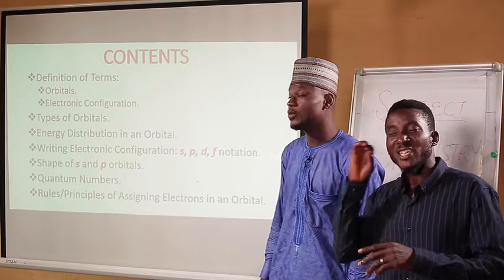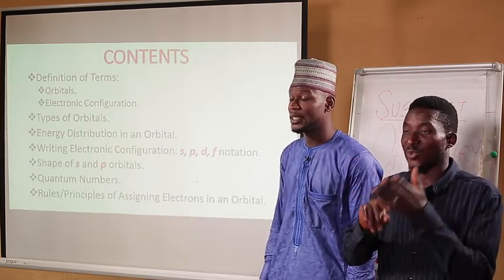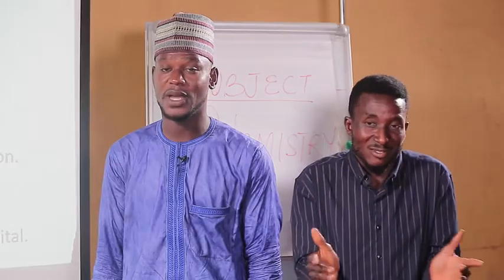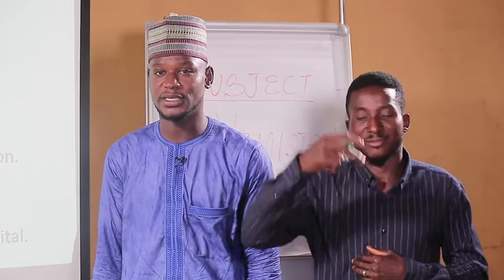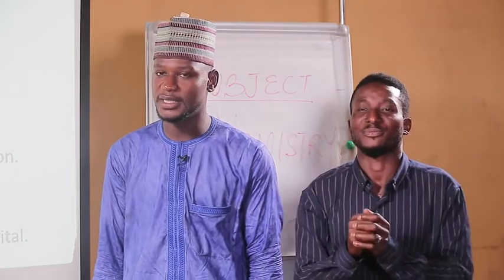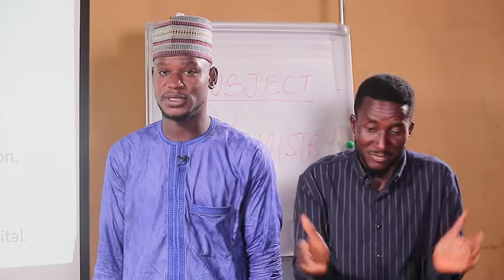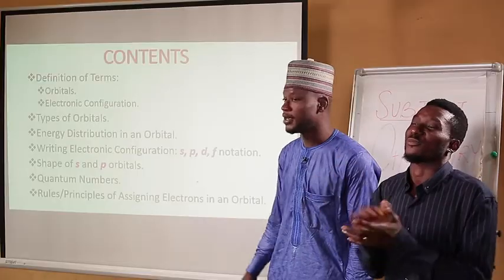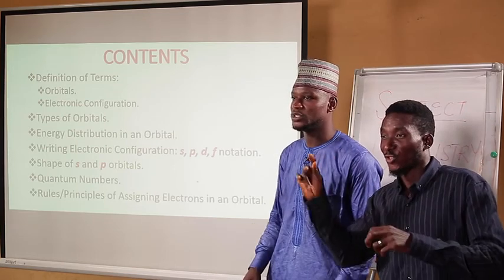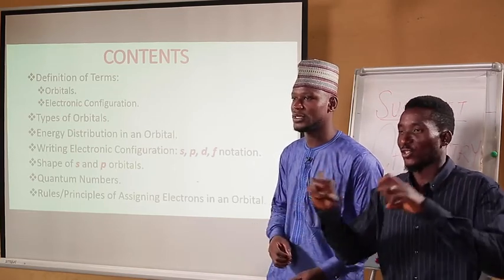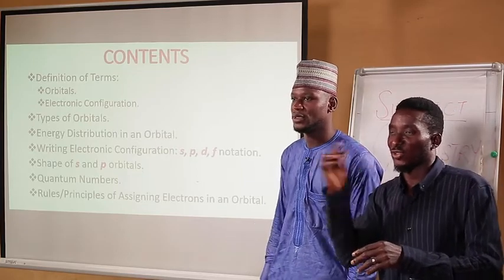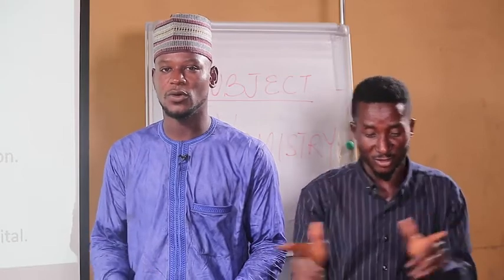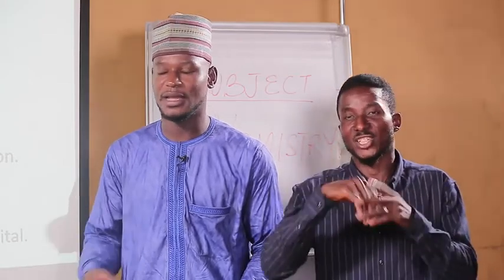He started by defining orbitals and electronic configuration, and he defined an orbital to be a region or space in which we have the highest probability of locating an electron. Then electronic configuration has to do with the distribution of electrons in the orbitals and shells of an atom.